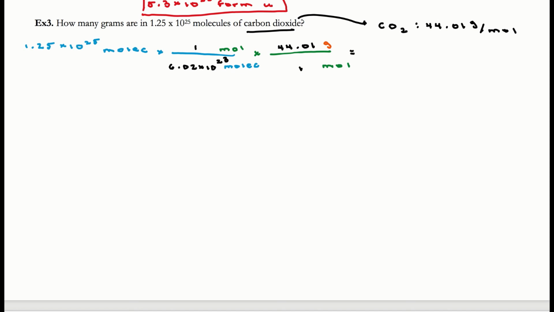And so for the answer, I'm going to take 1.25 times 10 to the 25th and divide that by Avogadro's number. Now make sure that Avogadro's number is in parentheses. And then I'm going to multiply by the molar mass, 44.01. So the value that I get unrounded is 913.8 grams. 1.25 has 3 sig figs, 6.02 has 3 sig figs, 44.01 has 4 sig figs, so I need 3 sig figs. So this is going to round to 914 grams.